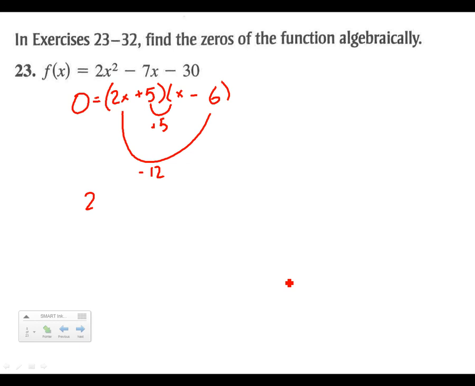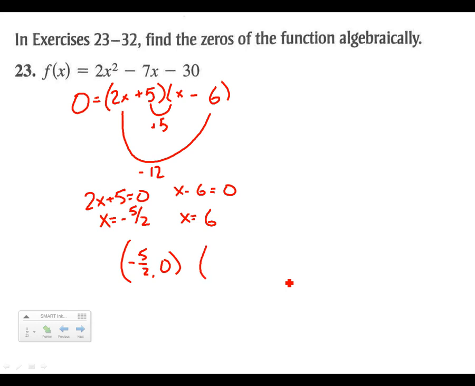So 2x plus 5 equals 0. X minus 6 equals 0. X equals negative 5 over 2. X equals 6. Negative 5 over 2, comma 0. 6, comma 0.